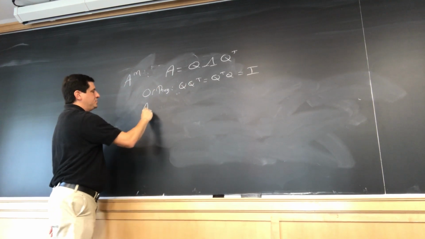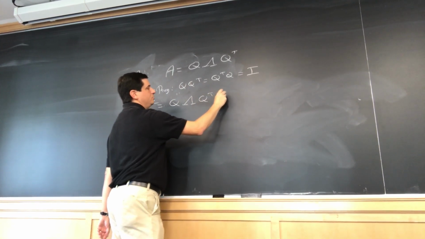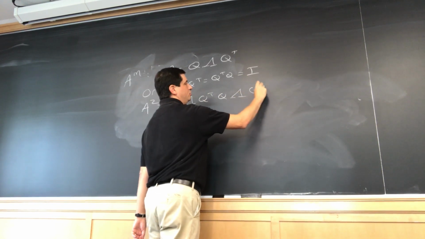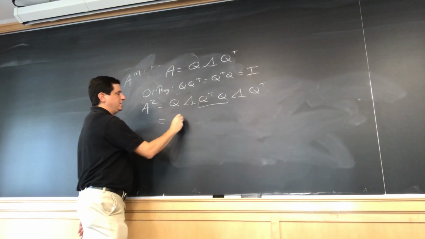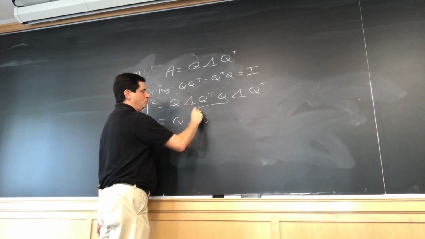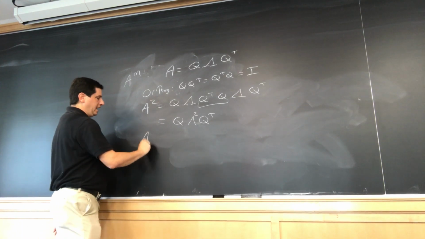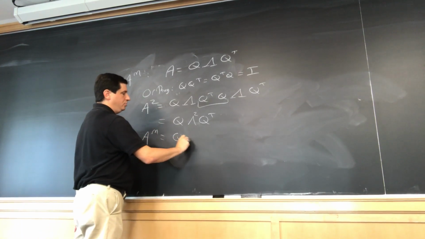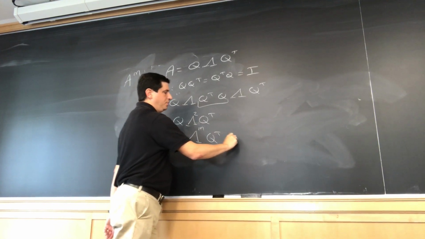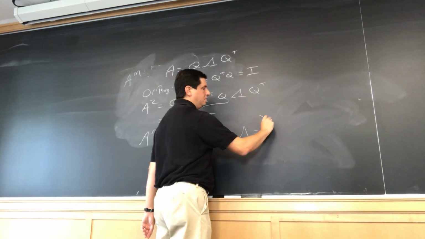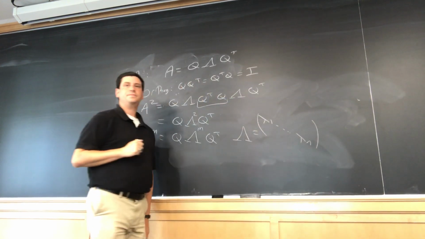And now if you look at A squared, it's going to be Q lambda Q transpose Q lambda Q transpose. Q transpose Q is the identity matrix, and you just get Q lambda squared Q transpose. And more generally, A to the m would just be Q lambda to the m Q transpose, and lambda is just your matrix of eigenvalues.